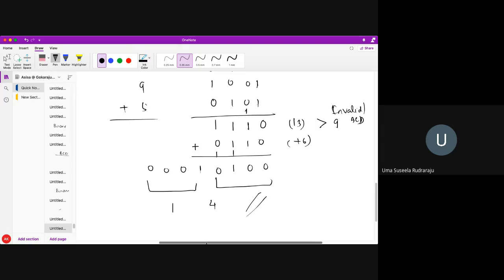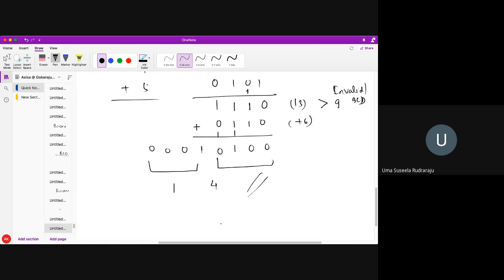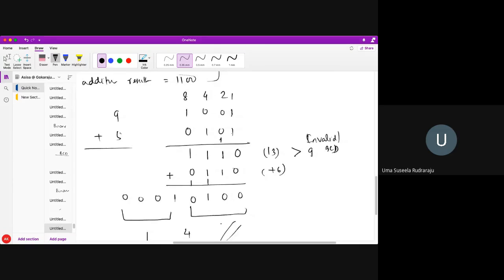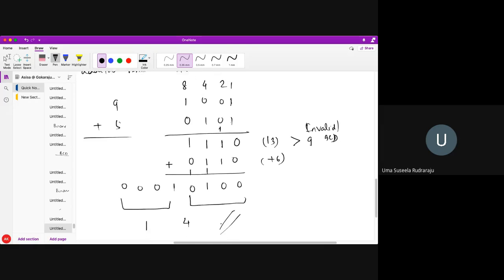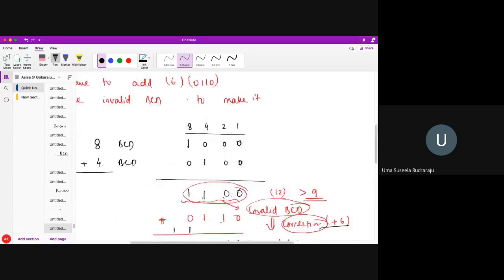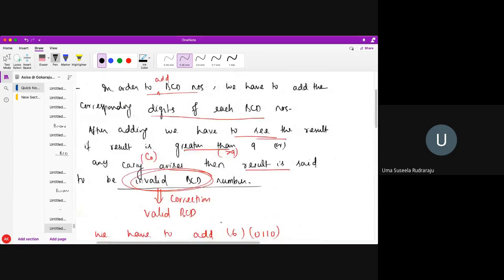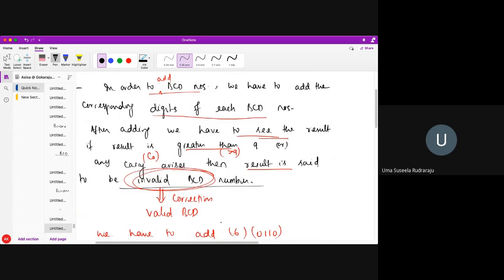So do you all understand what I am doing here? Mainly I am designing it in such a way that if there is any invalid BCD, I have to add 6 to it to get it valid. Okay, this is called the BCD addition. Any doubt, students? Do you all understand the formula and rule?